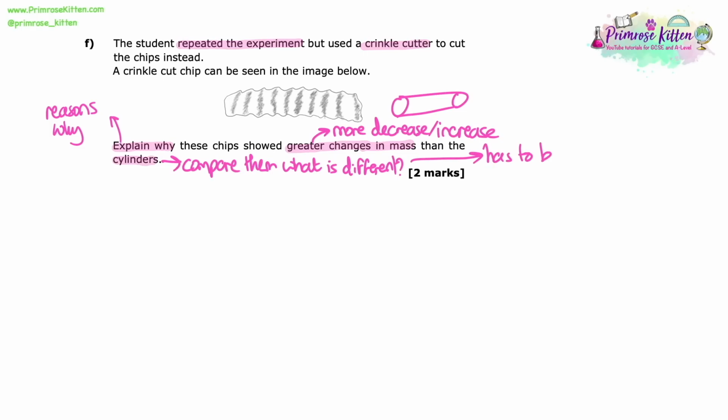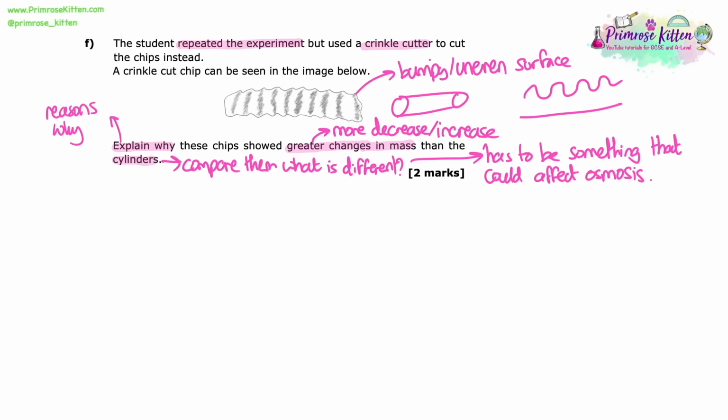What's different? So I've drawn a cylinder next to it so you can see this idea, but there has to be something different about the crinkle cut chip compared to the cylinder that could affect osmosis, because more or less osmosis is happening because it's told us there's greater changes, more decreases or more increases in mass. So that means more water is moving in or out of the chip cells. So that means that something about the crinkle cut chip has affected the rate of osmosis.